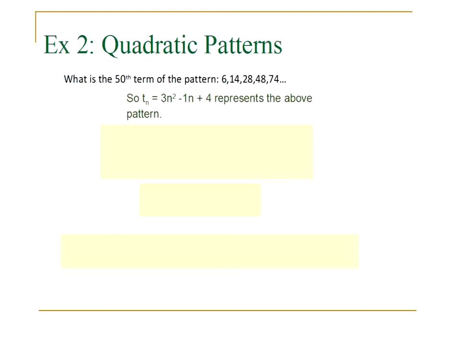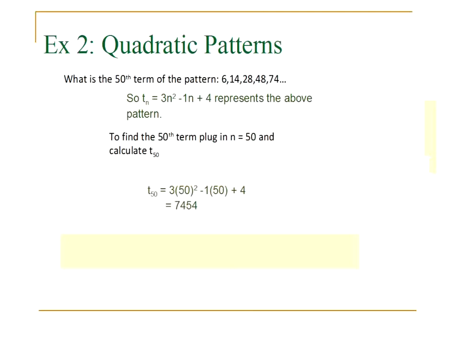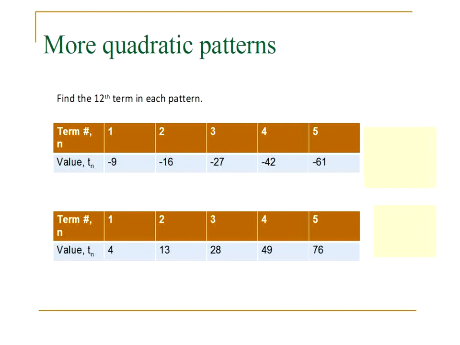So here I'm asking what's the 50th term, so I'm going to plug in n equals 50. And I get 7,454. But can I find out which term has a value of 756? Not yet. I can't do that. So with this type of question right now, all you can use that equation for is to predict the value of the nth term. And that's what this question asks.